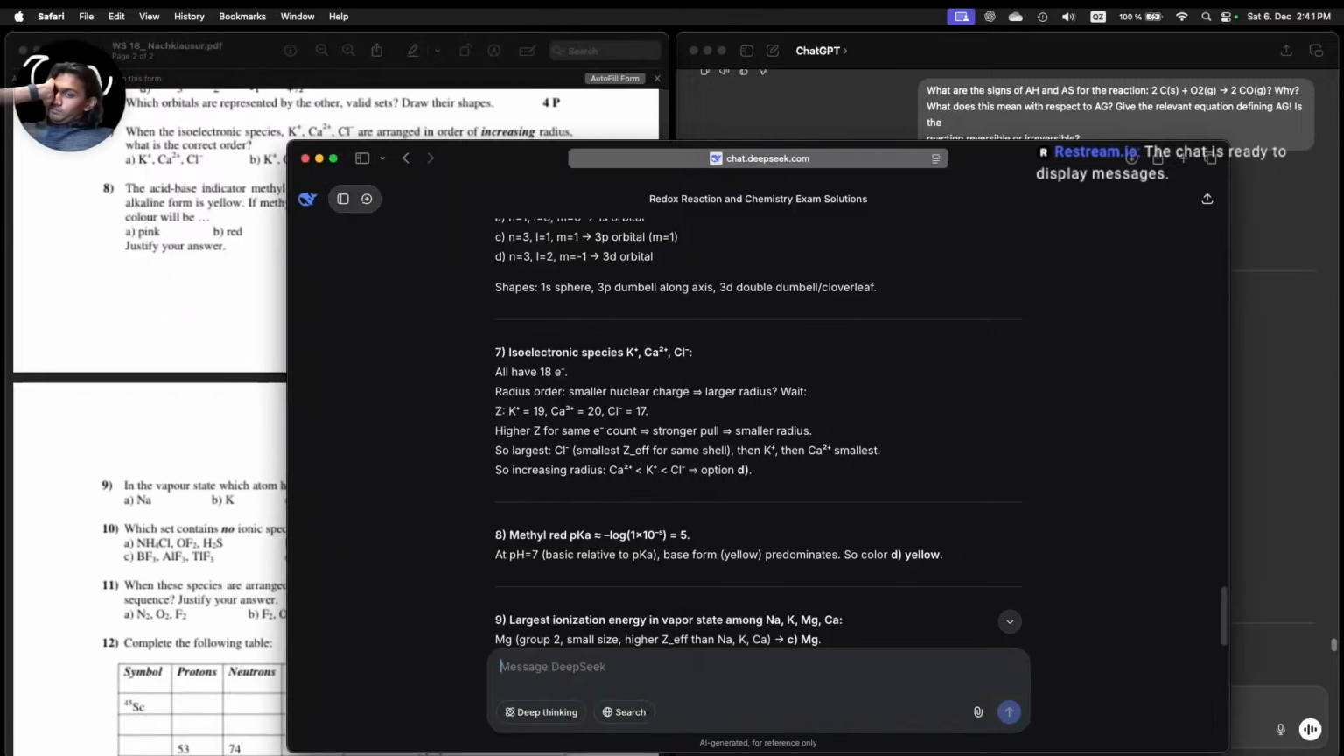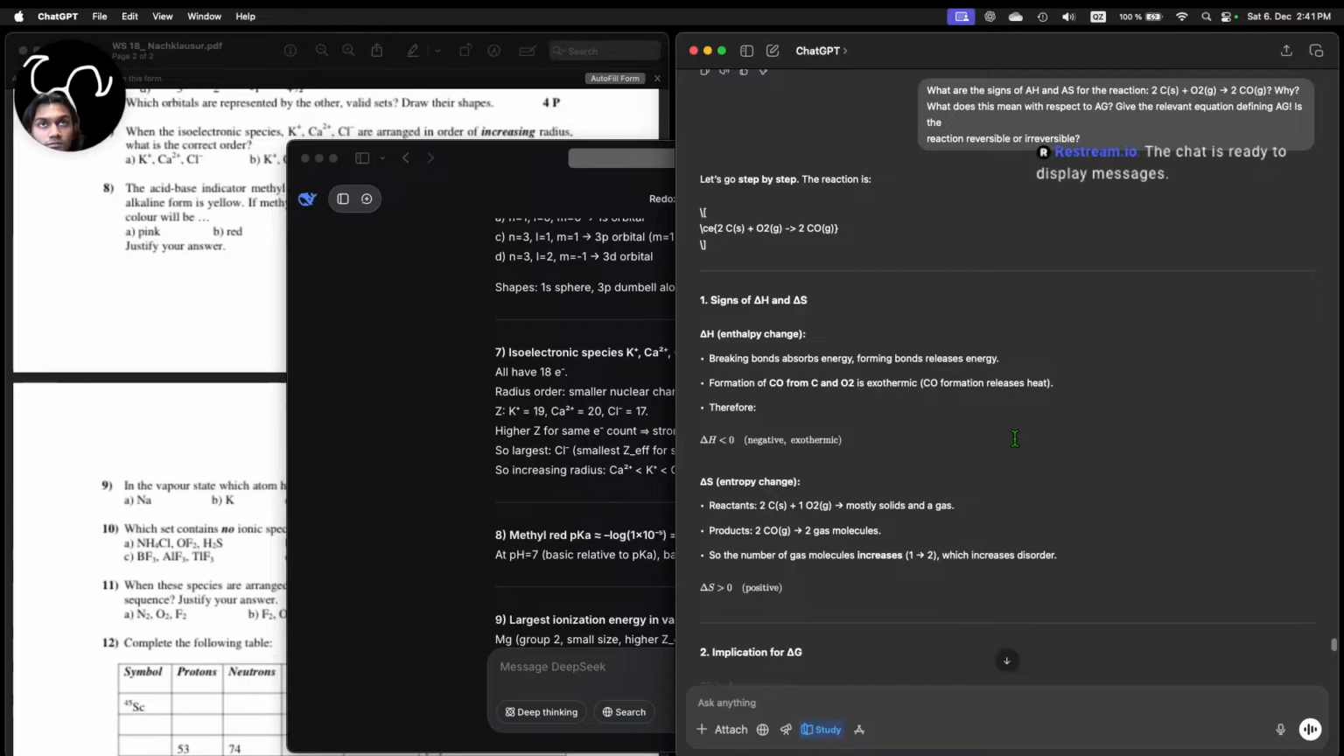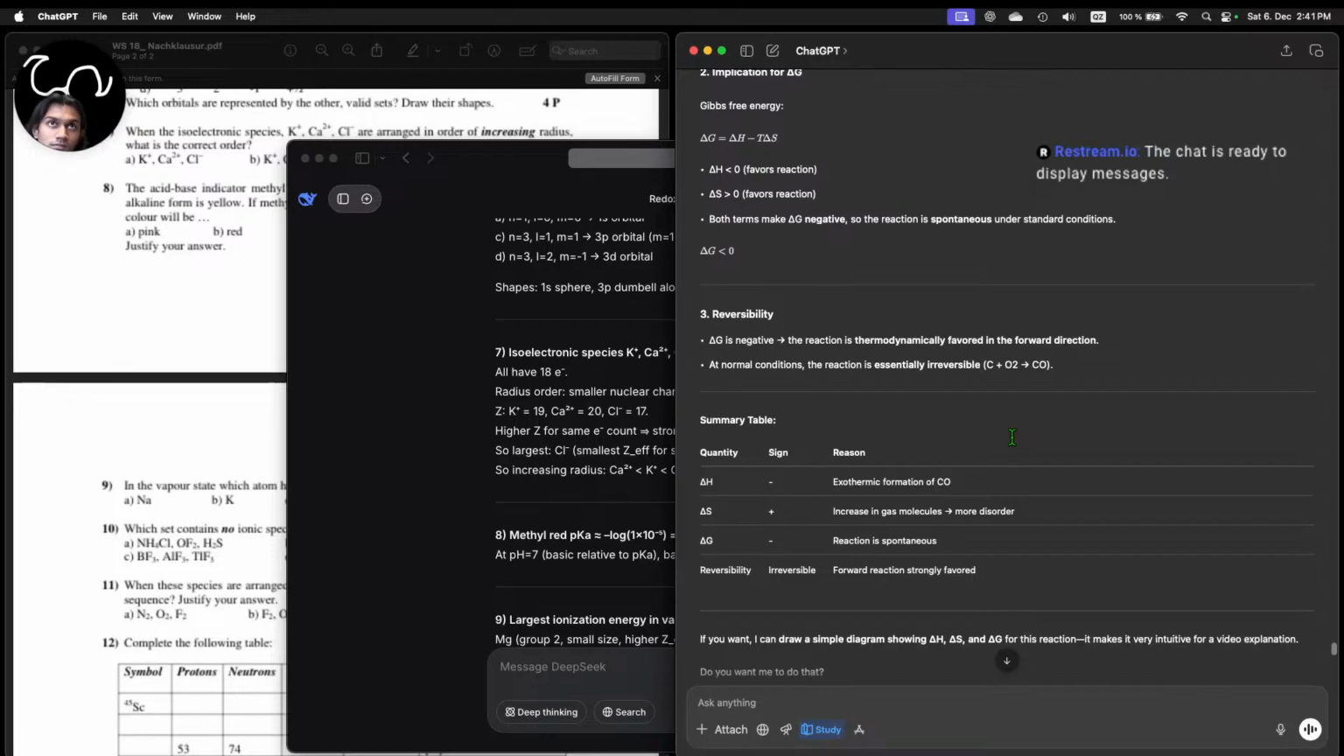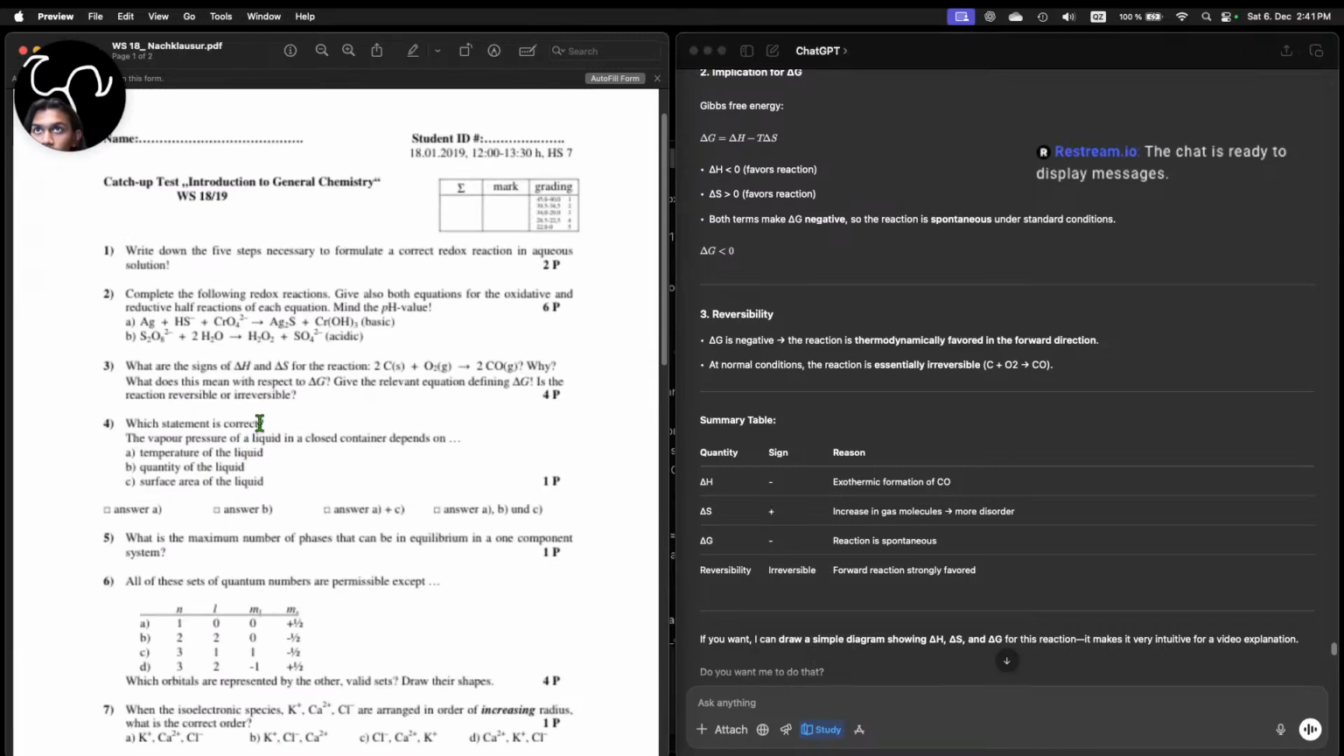Oh, man. If it has a plus sign, that means it's a smaller atom. If it's a minus, it has more electrons, therefore bigger radius. Did they ask about reversibility? Okay, reversible or irreversible.